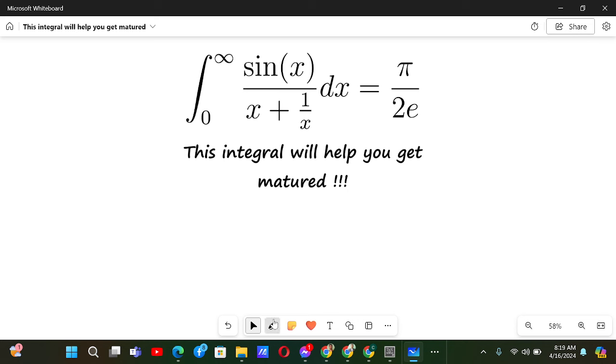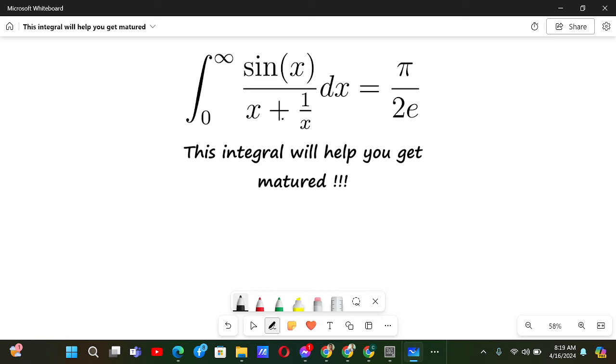This integral will help you get matured. So basically, while solving this integral, I'll be giving you a general idea, a general technique or behavior you will use for solving these integrals involving sine and rational functions and something of that kind.